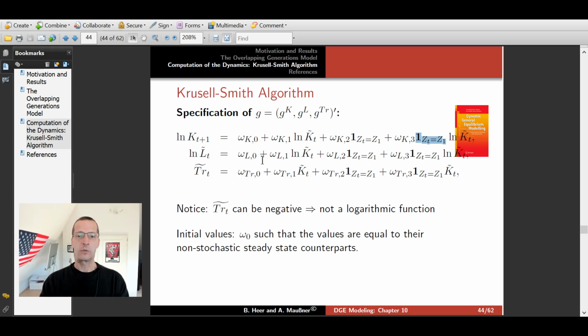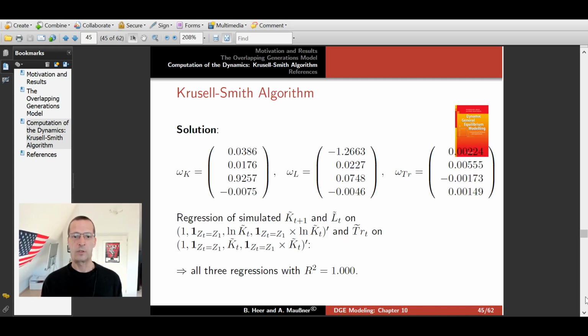As initial guesses for omega, we simply calibrate them so that we expect next period capital stock to be equal to the steady state capital stock, and similarly for labor and transfers. So this provides us with an easy initialization of these parameters. The solution here is presented by omega k, omega l, and omega transfers.